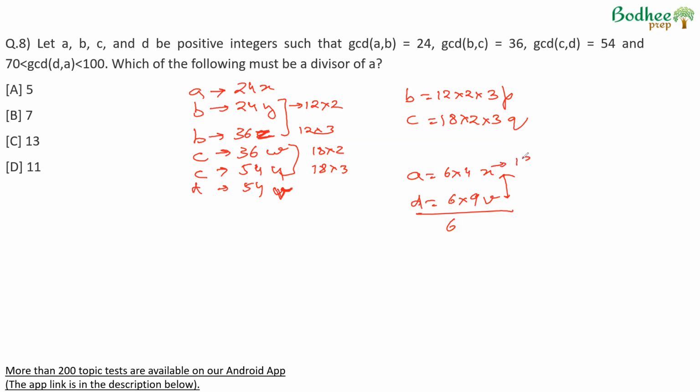But if X is a multiple of 13, and V is also a multiple of 13, that 13 will have nothing in common with 24y. Similarly, that will have nothing in common with 36 and 54, and therefore we can say from the options, if we have X and V as multiples of 13, we can have the HCF of A and D as 78. And therefore, from the options, we can say A has to be divisible by 13 to get an HCF for A and D in this range. And therefore, my answer becomes option C, 13.